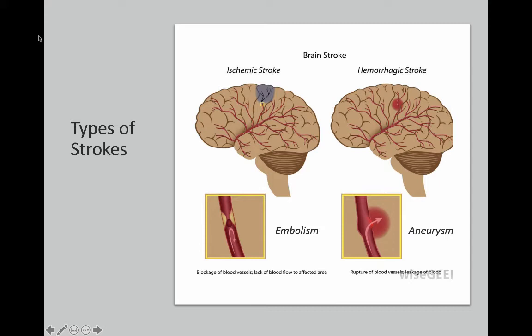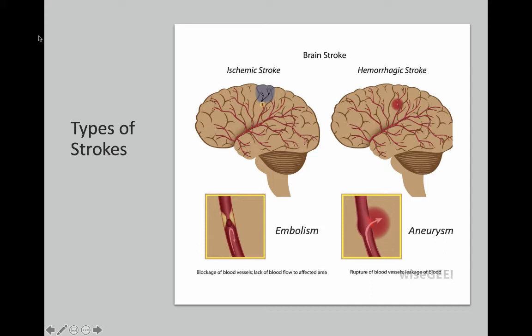There are really two types of stroke, and a stroke is really just an event that interrupts blood flow in the brain. The most common is called an ischemic stroke, meaning basically a blockage in the blood vessels of the brain, and the area downstream of that blockage doesn't get enough oxygen and the tissue starts to die. And that blockage is usually referred to as an embolism.